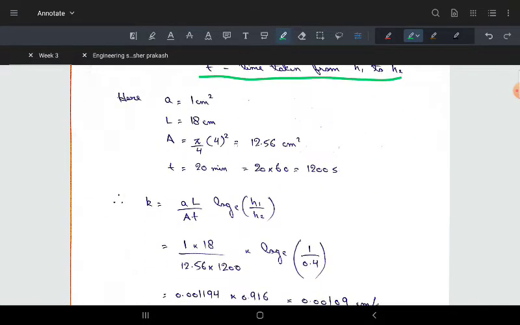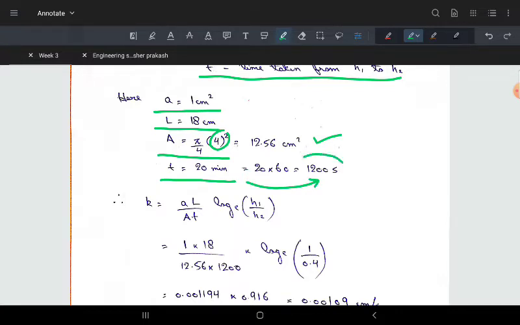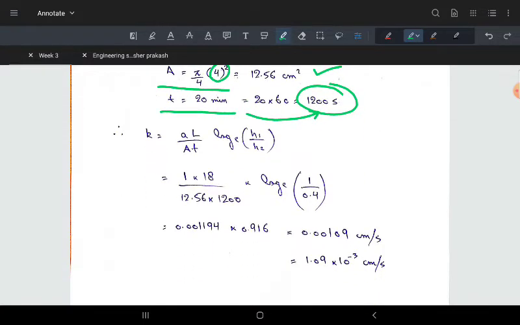Here a is 1 centimeter square, that is given. L is 18 centimeter. A is pi by 4 d square. We are given the diameter, so we can find the area, which comes out to be 12.56 centimeter square. t is given as 20 minutes, which we convert into seconds by multiplying with 60, so we get 1200 seconds. K is equal to aL by At log H1 by H2. Note that the log here is the natural logarithm, with Napier's constant. It is not log 10, this is log e.